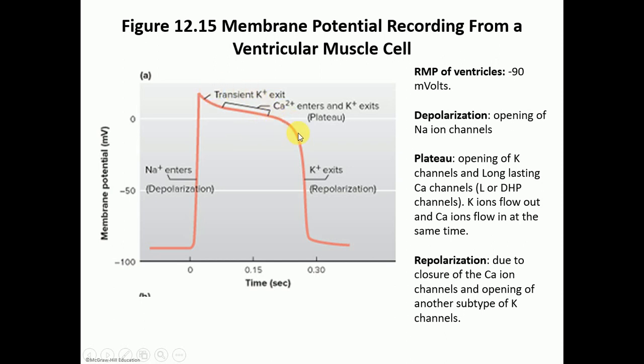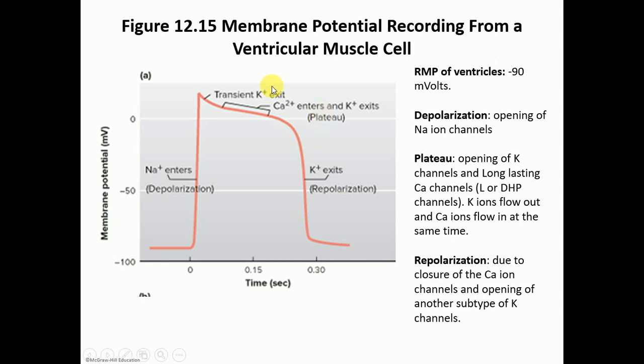So this plateau represents where you have, at the same time, potassium exiting out of the cell while calcium is entering. So you have a positive ion leaving and another positive ion coming in, and that leads to very minimal changes in the membrane potential. And that plateau is important in the ventricular muscles because this is when the ventricles are relaxing and filling up with blood, in order to fill up as much as possible with blood.